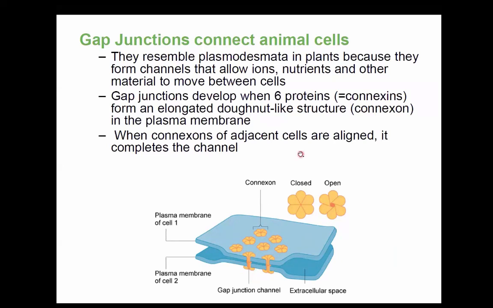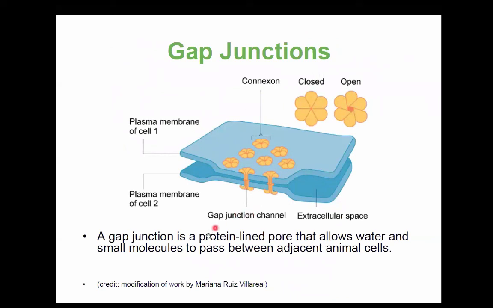Gap junctions resemble plasmodesmata in plants because they form channels that allow ions, nutrients, and other materials to move between cells. They are made up of 6 proteins called connexins, and they form an elongated donut-like structure called a connexon. So you have one connexon, and the same thing is present on the other side. When connexons from adjacent cells line up and are aligned, a gap junction channel forms between them. So this is a protein-lined pore that allows water and small molecules to pass between adjacent animal cells.